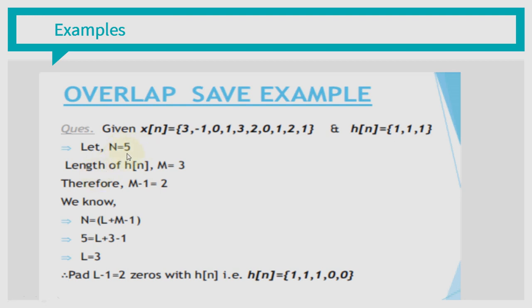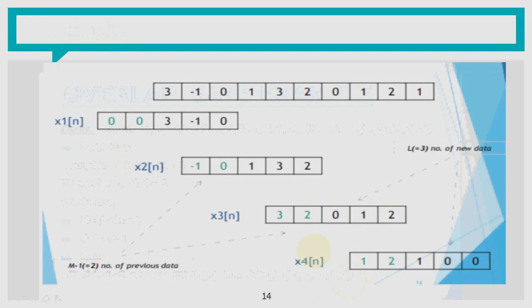So we have to make blocks of the input sequence having 5 samples, and h of n is given as 3 samples, so m minus 1 is equal to 2, so two zeros should be padded in every block. So N is equal to L plus M minus 1, so 5 is equal to L plus 3 minus 1, so L will become 3. So L minus 1, two zeros are padded with the h of n, so h of n is equal to 1, 1, 1, 0, 0.